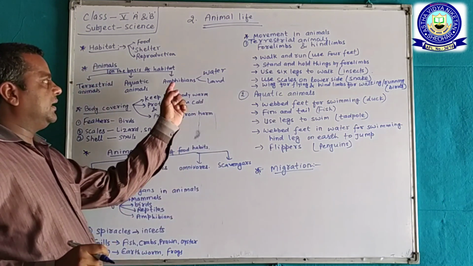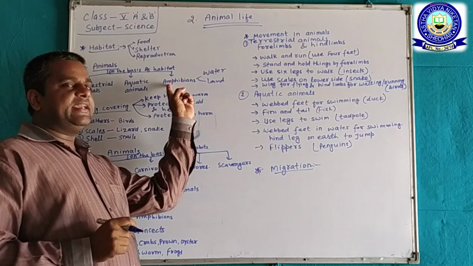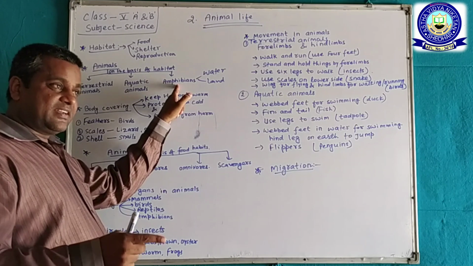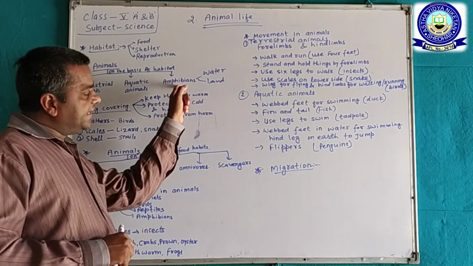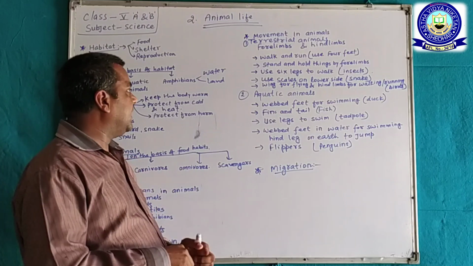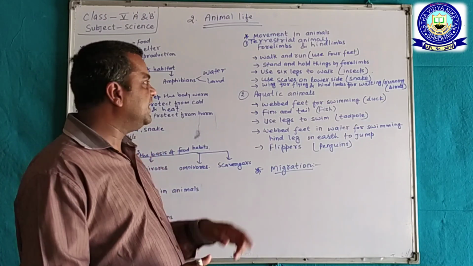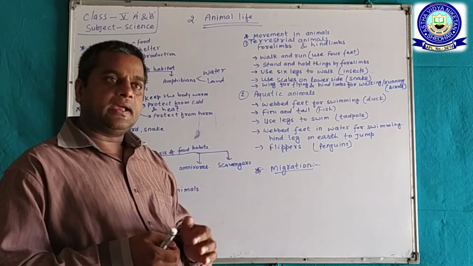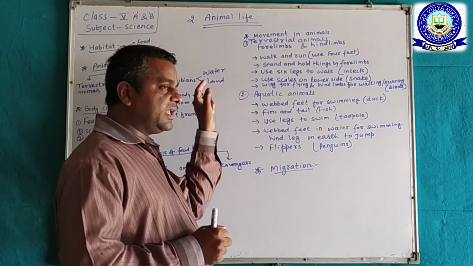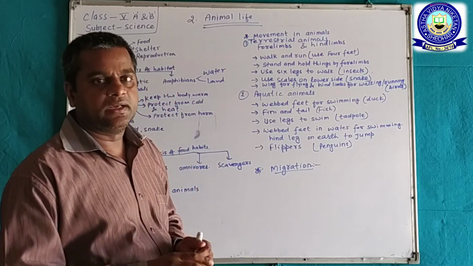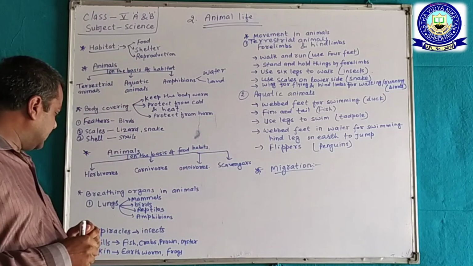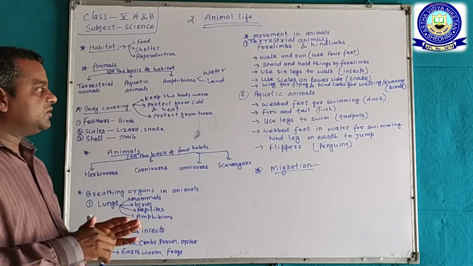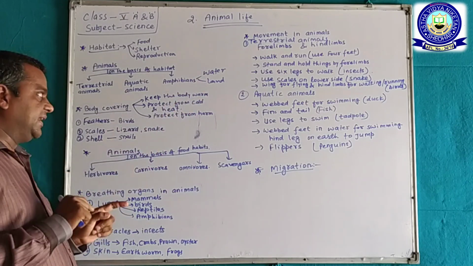Okay, by nature they have certain dual features, that is, they have the ability to live in water and on land also. In water they respire through skin, and on the land they respire through lungs. We will see different kinds of breathing organs in animals in the next part. So we will discuss that.